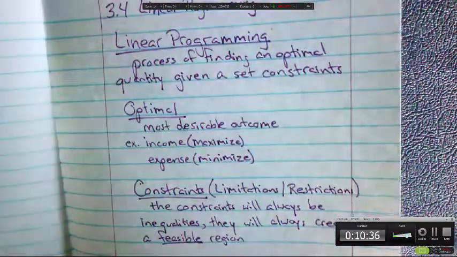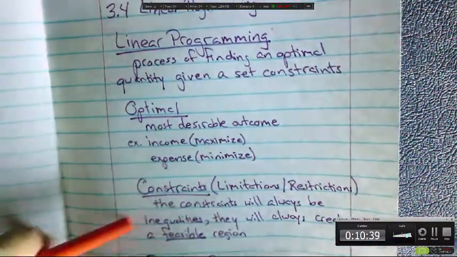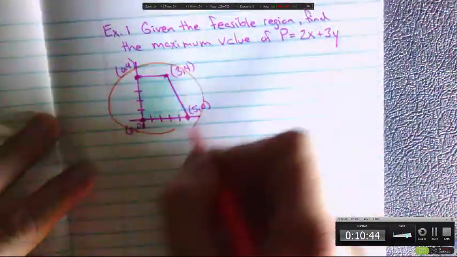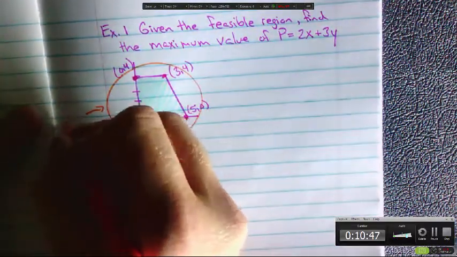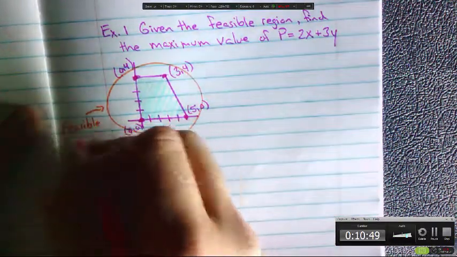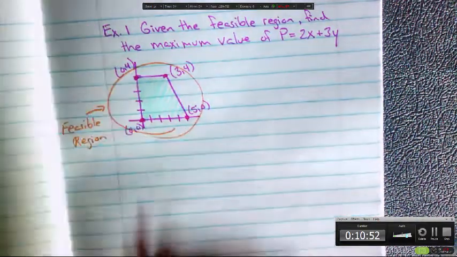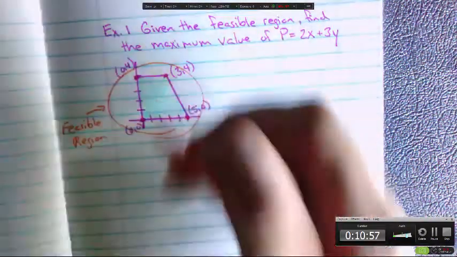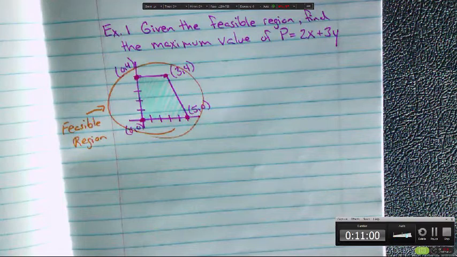We've got linear programming. That's what we're doing. Optimal is most desirable. We've got constraints, feasible region, objective outcome. This picture is our feasible region. The constraints are not told to us. But anytime you have a shaded in geometrical object, that shaded in object is the feasible region. Your objective function is the goal function, what you're trying to optimize.